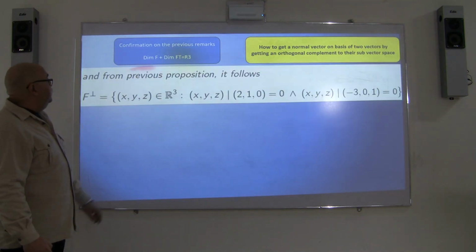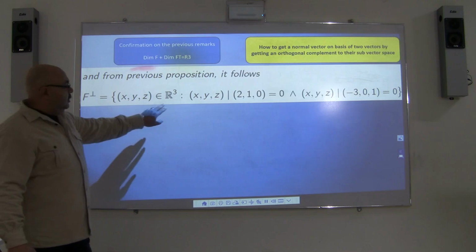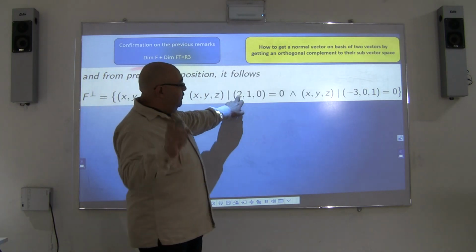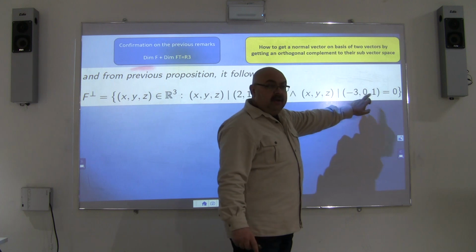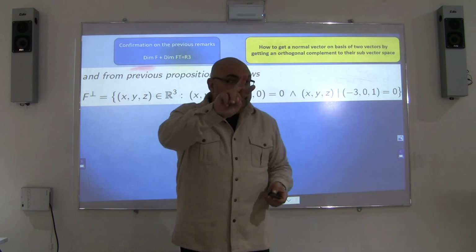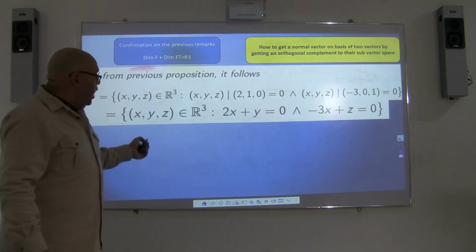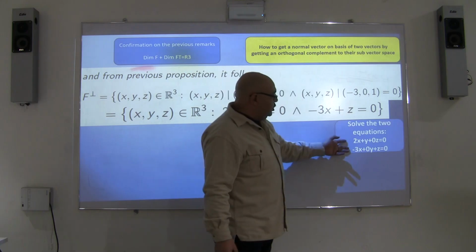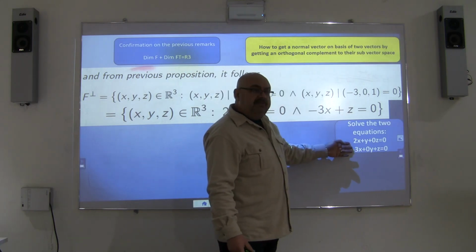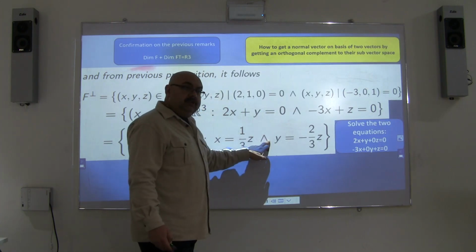I will do it this way. That's the condition: multiplying x, y, z by 2, 1, 0, the first vector, and multiplying x, y, z by negative 3, 0, 1 equal to 0. How many equations? Two equations. Solve them. You will get the conditions. Okay, I've tried to solve them together. These are the two equations. I've wrote the two equations for you. Solve this system of equations. If you solve them, you will get these two conditions.